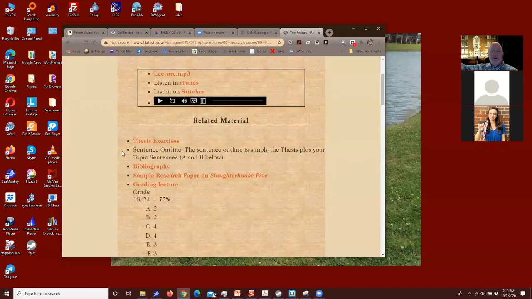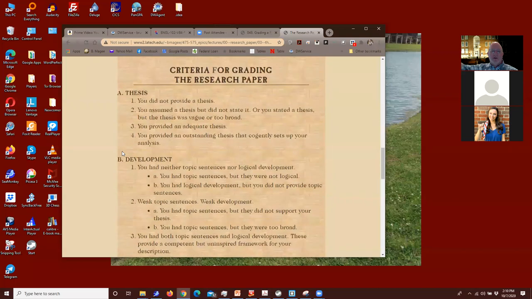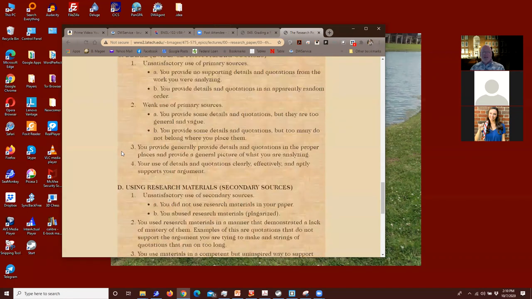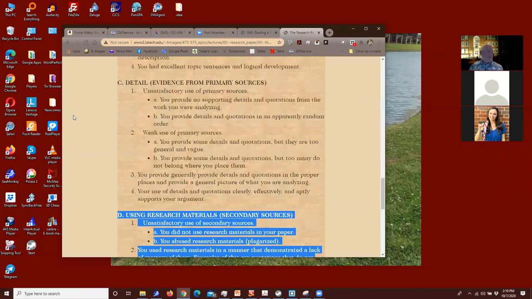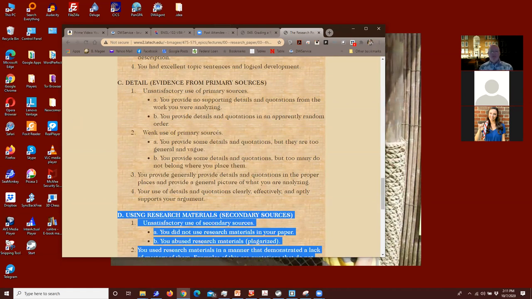All right. So, if you notice, we have a very similar grading criteria for the fiction essay, the poetry essay, and the research paper. The only difference for the research paper is that you have to use research materials, but use them basically the same way that you use materials from the primary source, that is, in making your argument and your analysis. So let's go over the criteria.